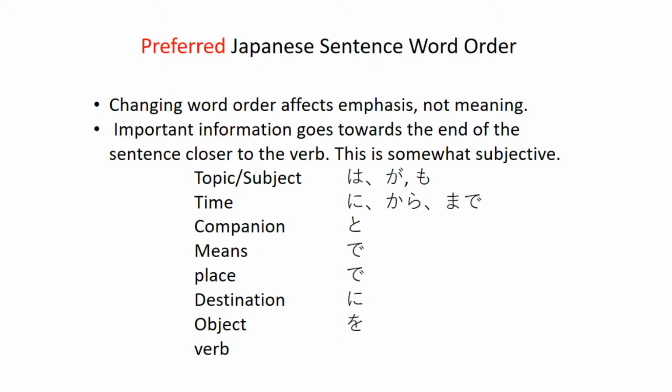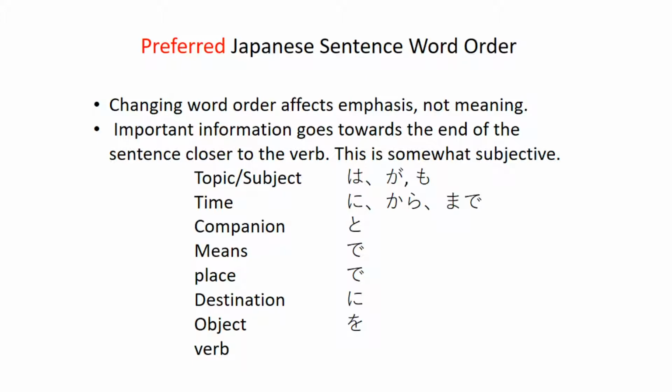There is a preferred Japanese sentence word order. Changing word order affects emphasis, not meaning. Important information generally goes towards the end of the sentence, closer to the verb. But this is somewhat subjective. Again, you could change the word order without changing the meaning of the sentence.